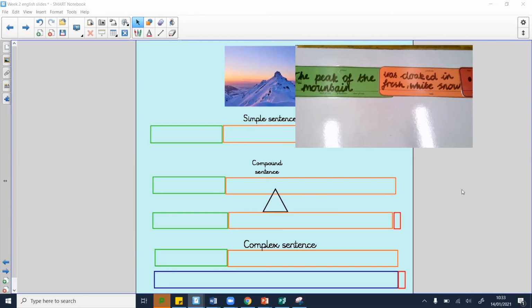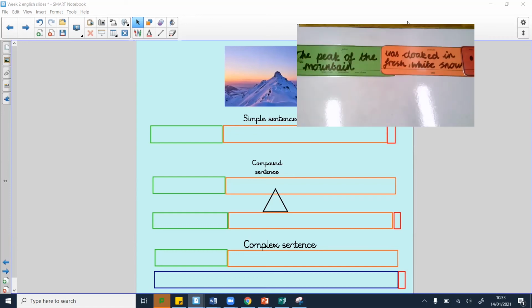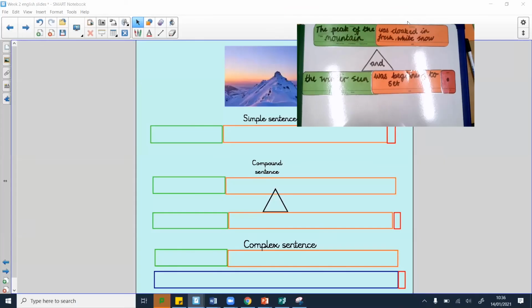Wonderful. Right, what we're going to do now is have a go at writing a compound sentence. So I'm just going to pause the video while I get my rainbow grammar cards all ready.